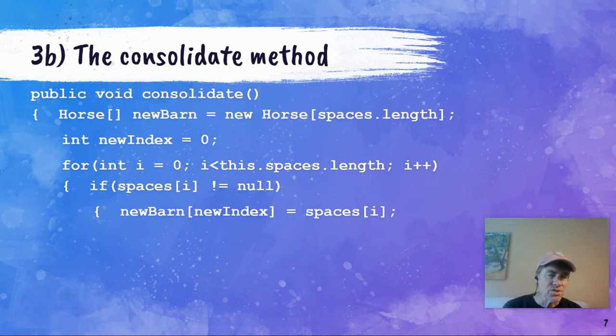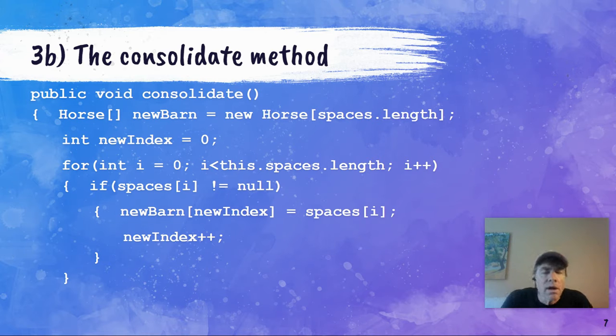In other words, if there was only one horse in the barn, and so I've got a lot of nulls, I'm not going to be incrementing new index until I get to that one horse. All right. So notice that I start at 0. So that means that the horse is going to be put at 0. Well, then I got to do a couple of things.